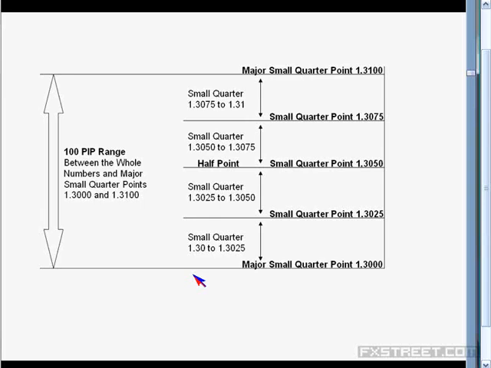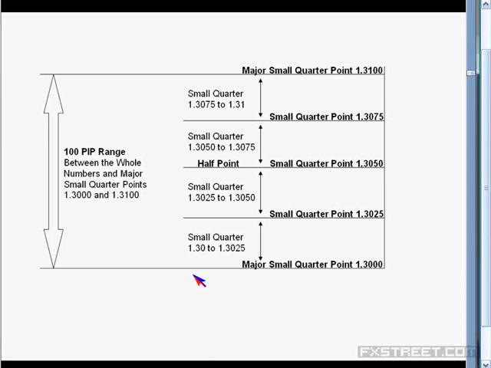But within each large quarter of 250 pips, there are also exactly 10 small quarters of 25 pips each. And as prices fluctuate between these small quarter points as well, they fluctuate in an organized manner, in a constant, concerted effort for prices to complete the entire 250 pip range.